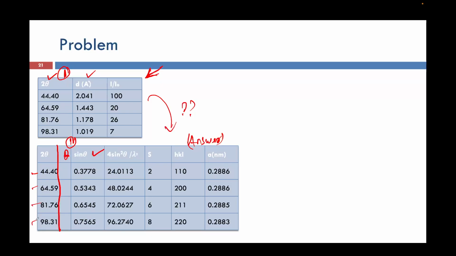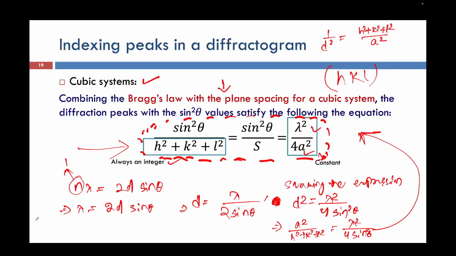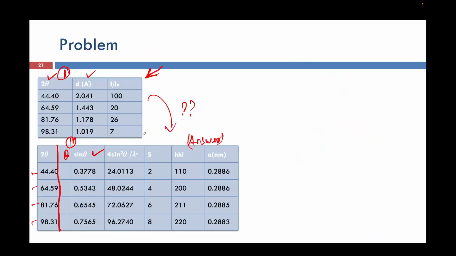Now that we have calculated sine theta, we can calculate 4 sine square theta by lambda square. Why have I taken this term? You have to remember this formula: sine square theta by h square plus k square plus l square is equal to lambda square by 4a square.